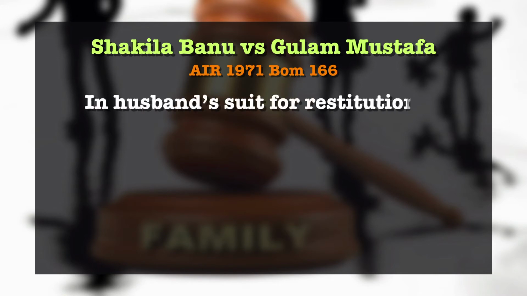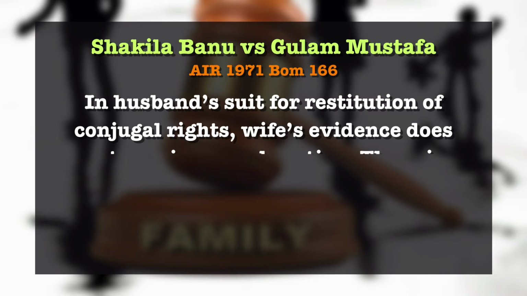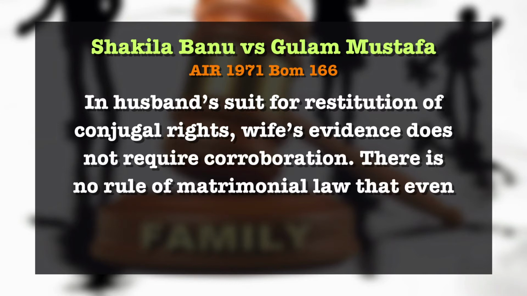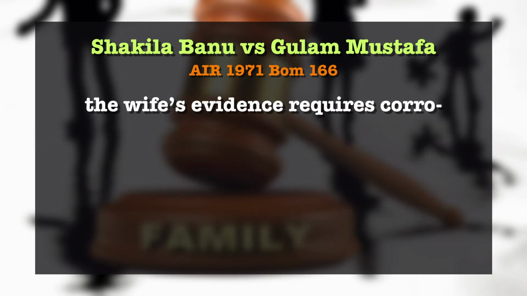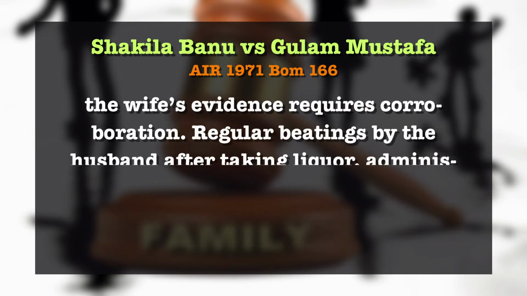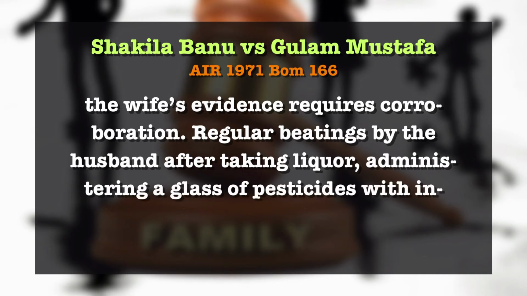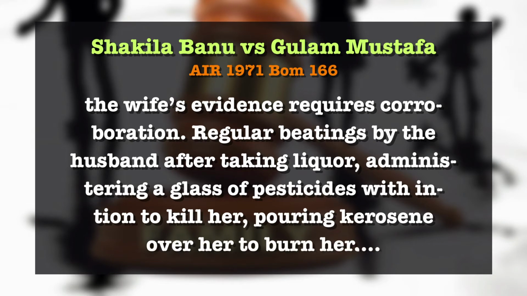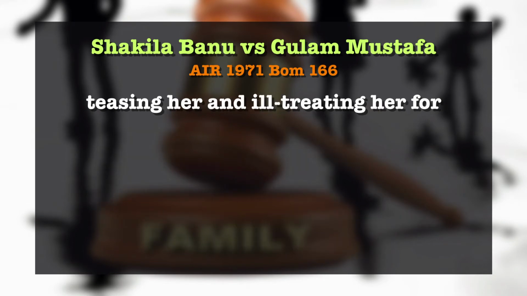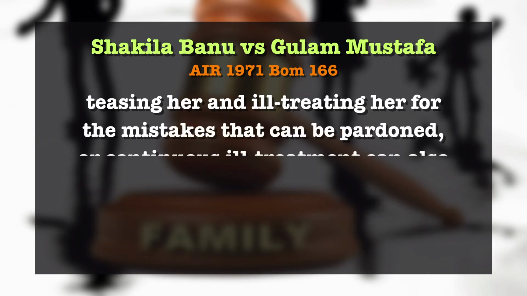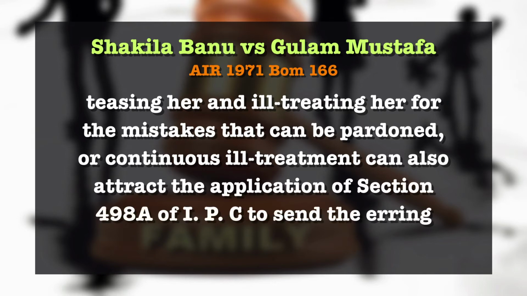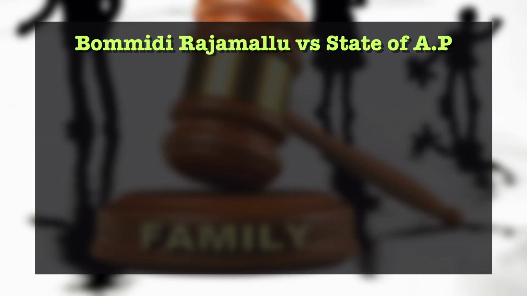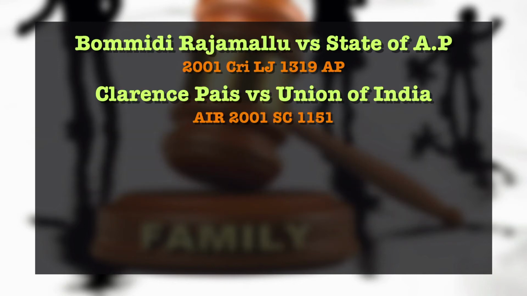In this case, it was held that in a husband's suit for restitution of conjugal rights, the wife's evidence does not require corroboration. There is no rule of matrimonial law that even in a husband's suit for restitution of conjugal rights, the wife's evidence requires corroboration. Regular beatings by the husband after taking liquor, administering a glass of pesticides with intention to kill her, pouring kerosene over her to burn her, teasing her and ill-treating her for mistakes that can be pardoned, or continuous ill-treatment can also attract the application of section 498A of the IPC to send the erring husband to jail. Bombindi Rajamulla versus State of AP and Clarence Pice versus Union of India.